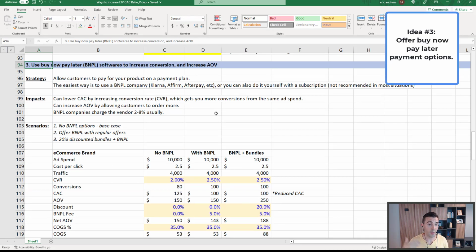Okay, so the third idea is to use buy now, pay later software to increase conversion and increase AOV.